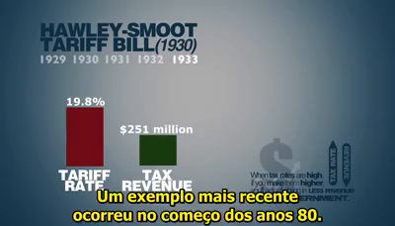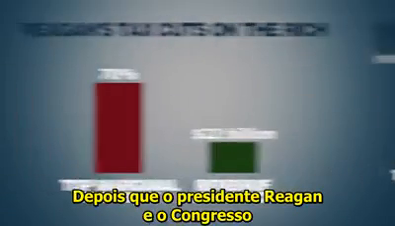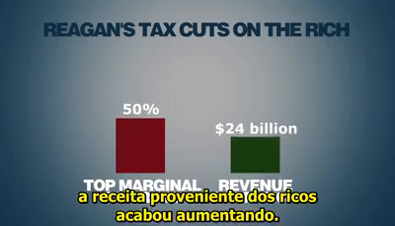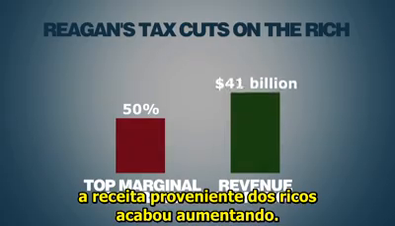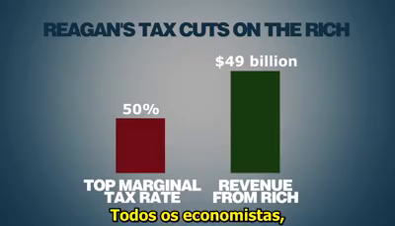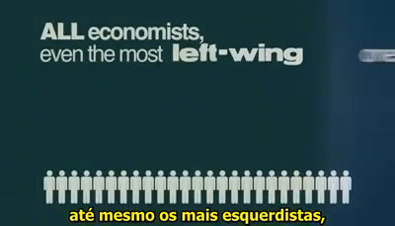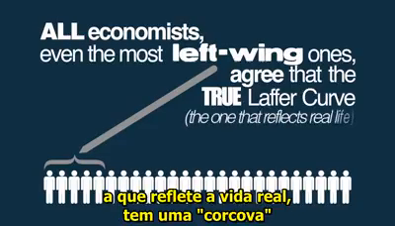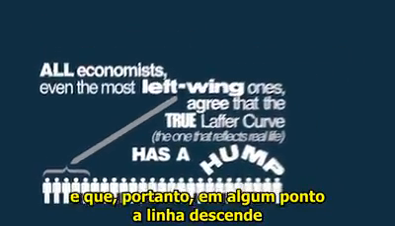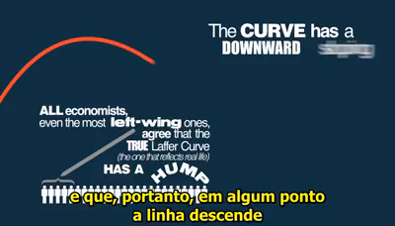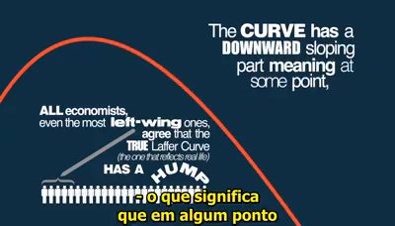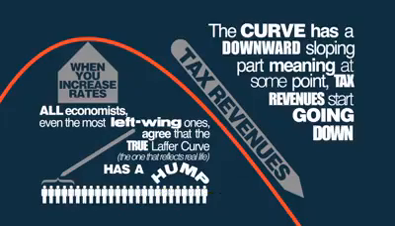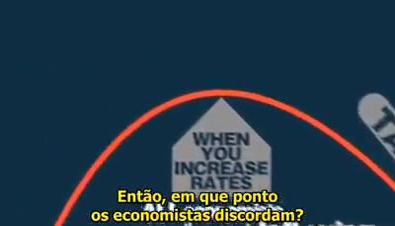A more recent example occurred in the early 1980s. After President Reagan and Congress drastically reduced the tax rates on the rich, the tax revenue that came from the rich actually increased. All economists, even the most left-wing ones, agree that the true Laffer curve, the one that reflects real life, has a hump. Now, therefore, the curve has a downward sloping part, meaning at some point, tax revenues start going down when you increase rates. So where then do economists disagree?